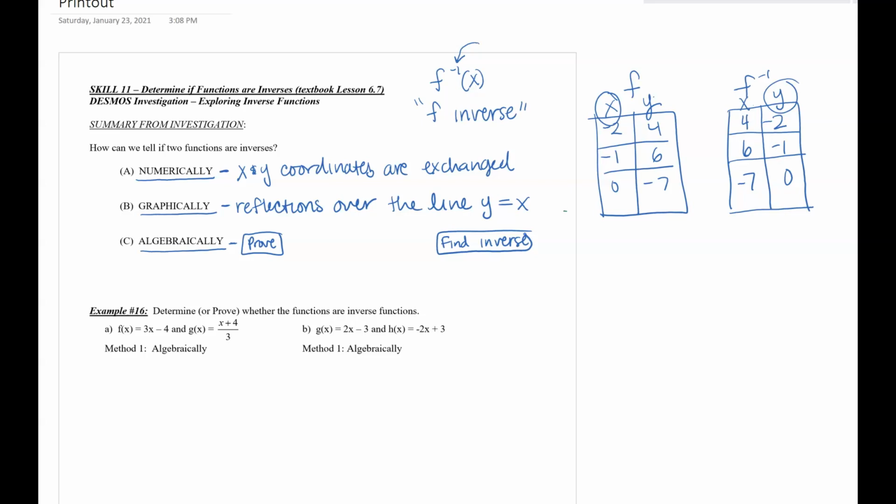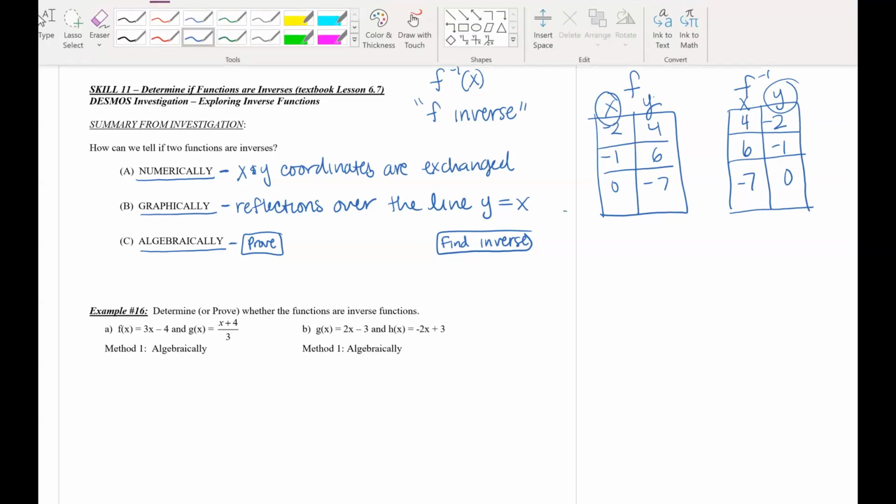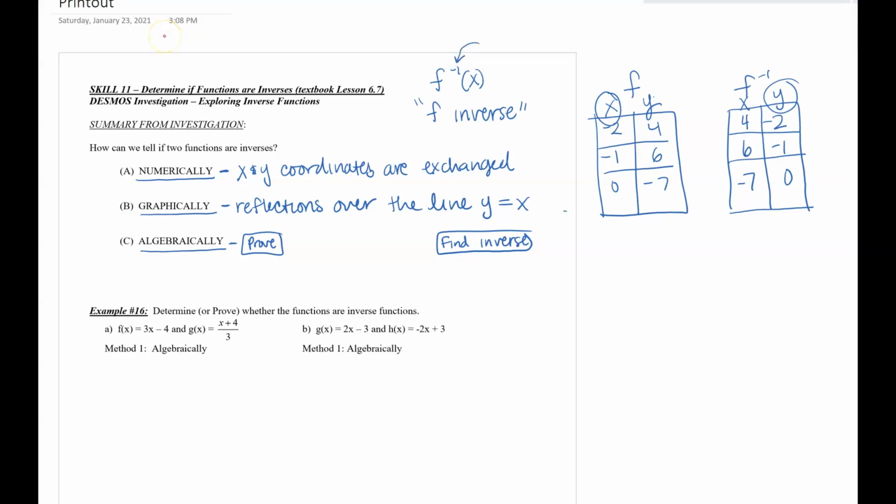If I look at their coordinates, the x's and the y's should be switched. So these functions are supposed to undo each other. So for example, look at our charts over here and think about our composition. Let's say we did f of f inverse of 4. First, you would calculate f inverse of 4. Here's an input of 4 in f inverse, and the output is -2.